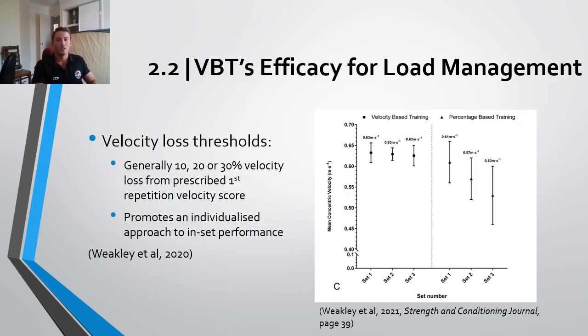The use of velocity-based training mediates the real-time accrued fatigue by working within velocity loss bandwidths called relative velocity loss thresholds. These thresholds are generally set at 10, 20, or 30% velocity loss, depending on the desired performance outcomes. Weakley et al. in 2020 found that the relative velocity loss thresholds promote an individualized response to in-set performance that allows for accrued fatigue and mitigates future fatigue.